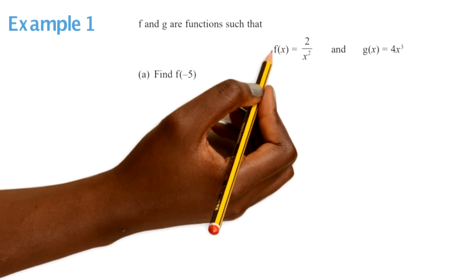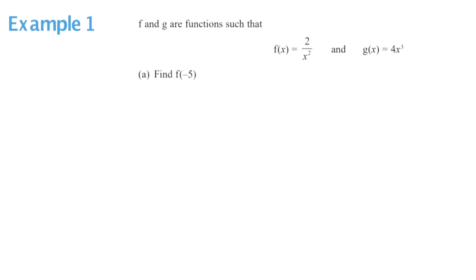Example 1. So in this example, we've got f and then our x value is minus 5. So we just need to work it out. We're going to substitute the x in the formula with minus 5. So it's going to end up being 2 over minus 5 squared, and that would leave us with an answer of 2 over 25. And we can't simplify that, so that's that.